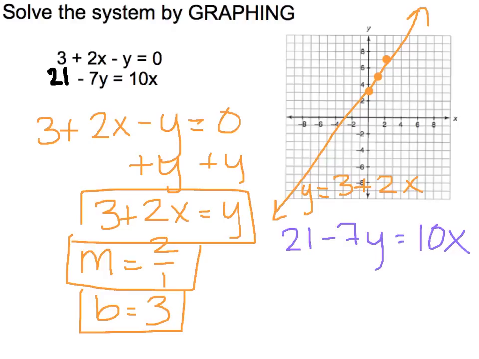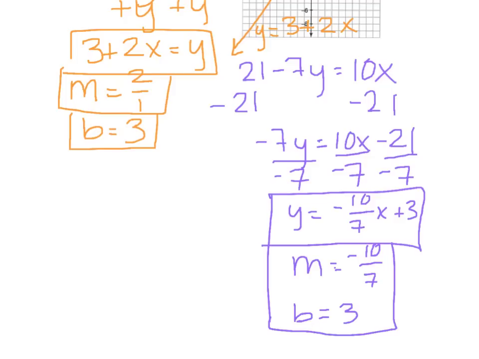Again, just like last time, go ahead, pause the video, put this equation in slope-intercept form, write down your slope and your y-intercept. When you have all that information, go ahead and press play to check your work, compare your work to mine before you graph. Okay, if you solved the second equation for y, you should have gotten y equals negative 10/7 x plus 3. My slope is negative 10/7 and my y-intercept is 3.